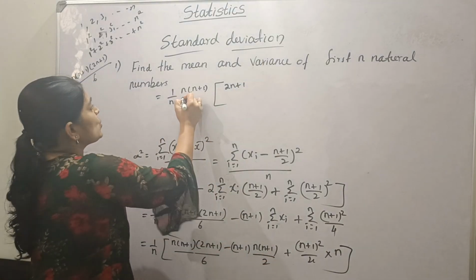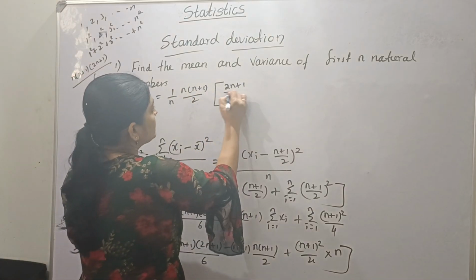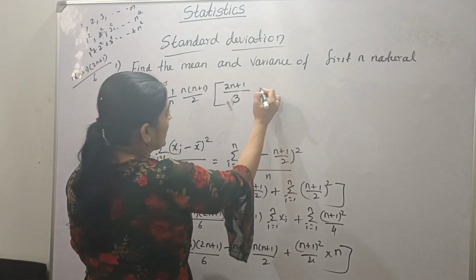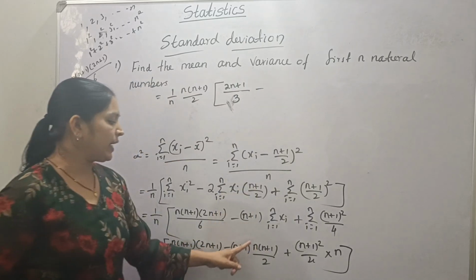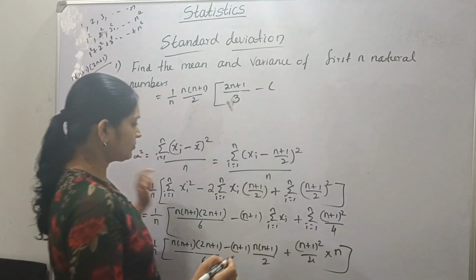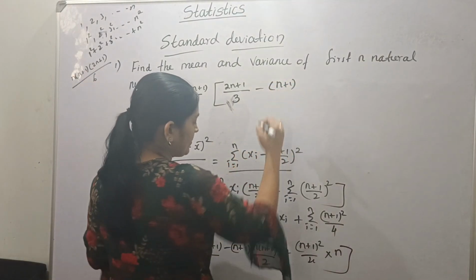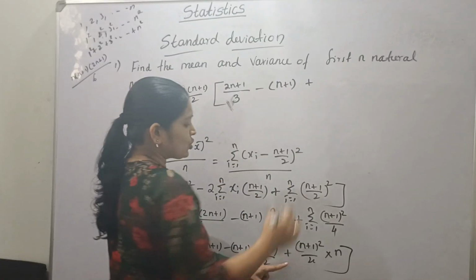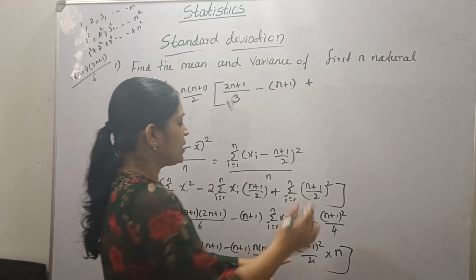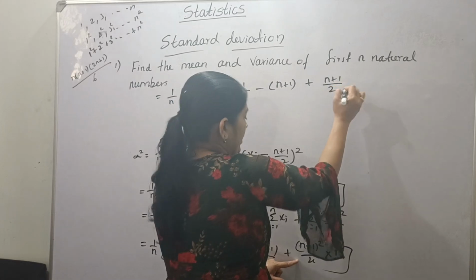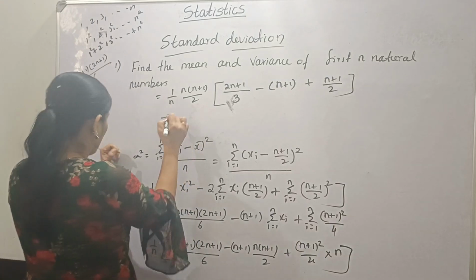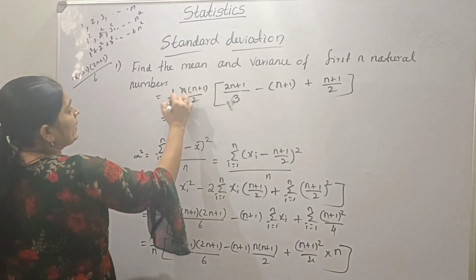So let us take 2 also outside. So here it will become remaining, not 6, 3, okay? 2n plus 1 by 3 minus, we have taken n into n plus 1 by 2 outside. So here only n plus 1 remaining, plus, here also we have taken n into n plus 1 by 2 outside, so remaining n plus 1 divided by 2, okay? 2 is also taken outside. That is equal to, see here, n is cancelled.